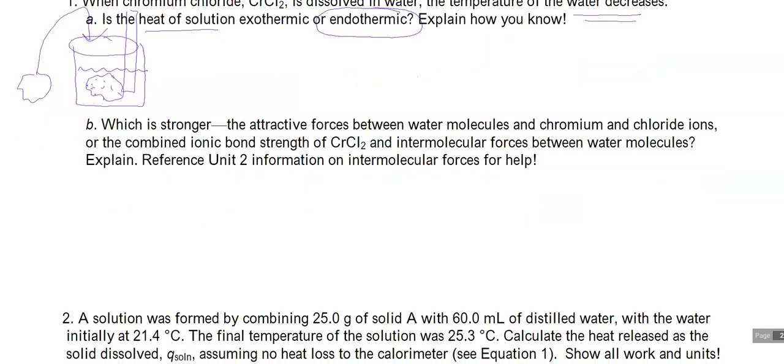So if you look at the second one, letter B, which is stronger: the attractive forces between the water molecules and the chromium and chloride ions, or the combined ionic strength of CrCl2 and the intermolecular forces between the water molecules? It says to reference Unit 2 information on intermolecular forces to help. All right, so you want to think this through here. It's an endothermic process. So let's think of our process when dissolving occurs. This might look familiar to you from Unit 2.